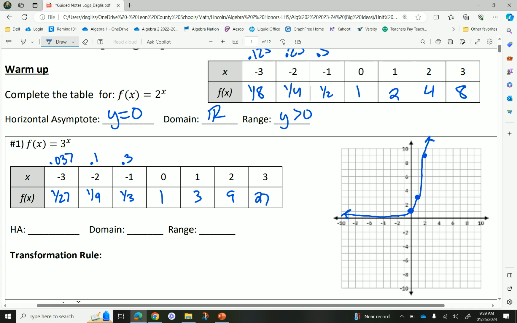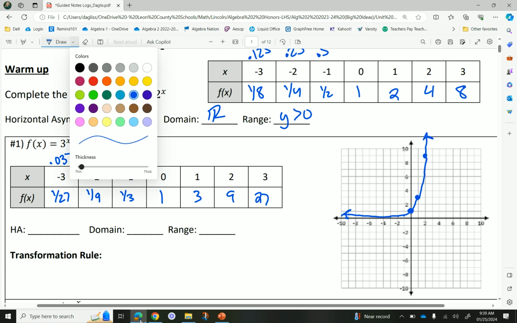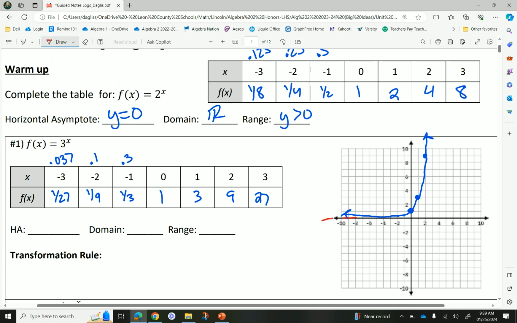Okay. Here's our exponential. It's still flattening out at the x-axis, so we do draw the asymptote with a dashed line like that. So my horizontal asymptote is still at y equals 0. Your domain will always be all real. And your range, your y's, are still greater than 0.